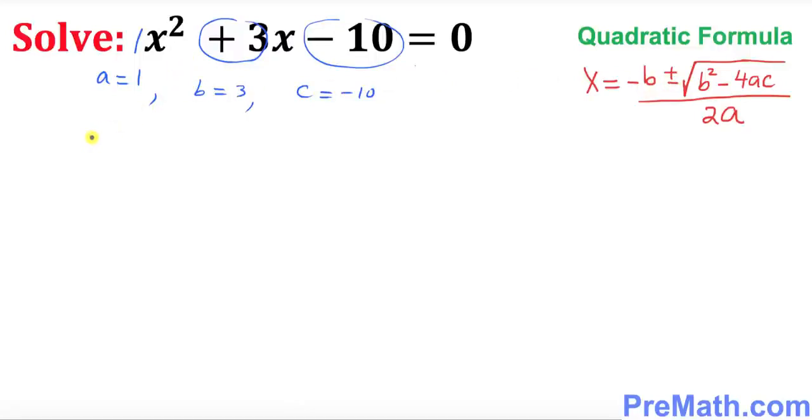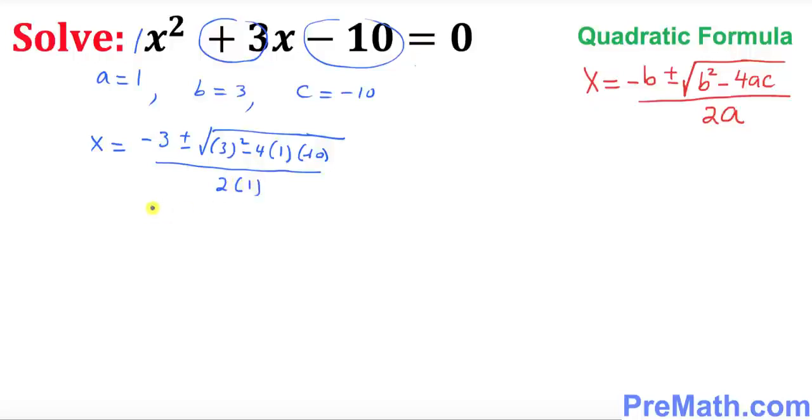So this is going to become x equals negative b, which is negative 3, plus or minus the square root of b squared, which is 3 squared, minus 4 times a, which is 1, and c is negative 10, isn't it? Divided by 2 times 1. Now let's go ahead and simplify. Negative 3 plus or minus the square root of 3 squared, which is 9. See, this negative and negative become positive.